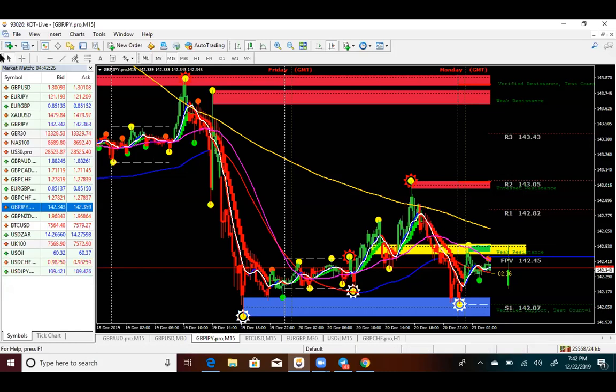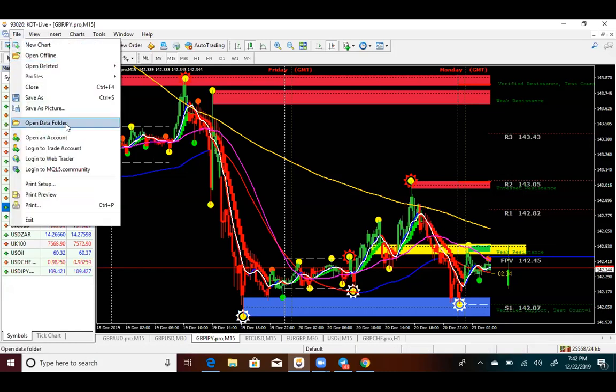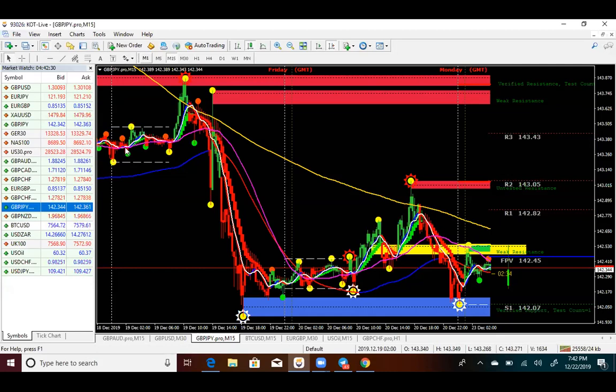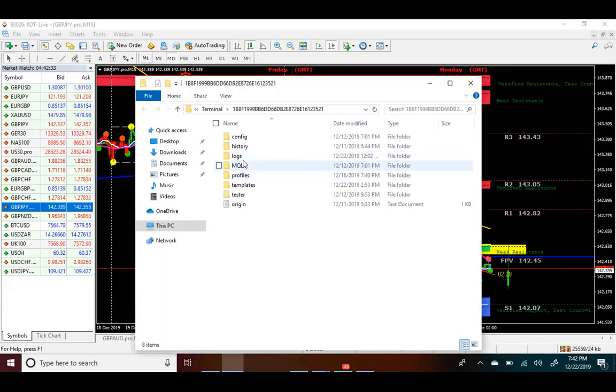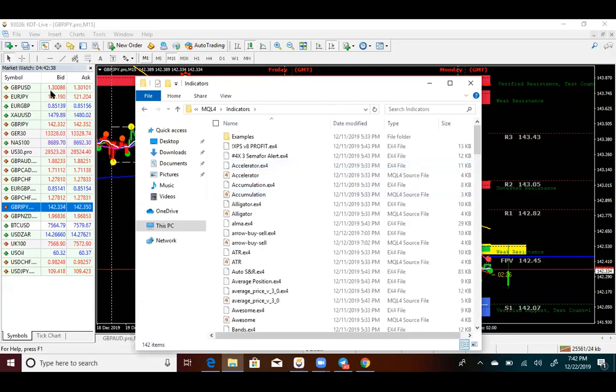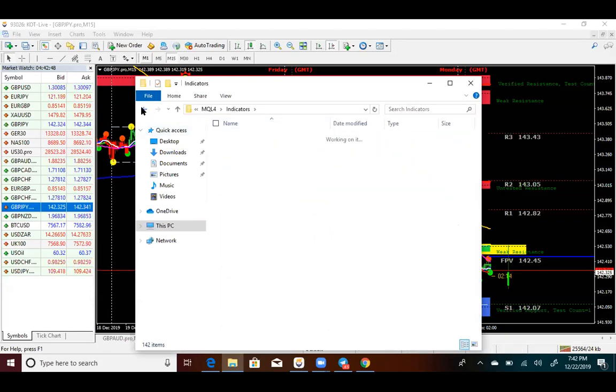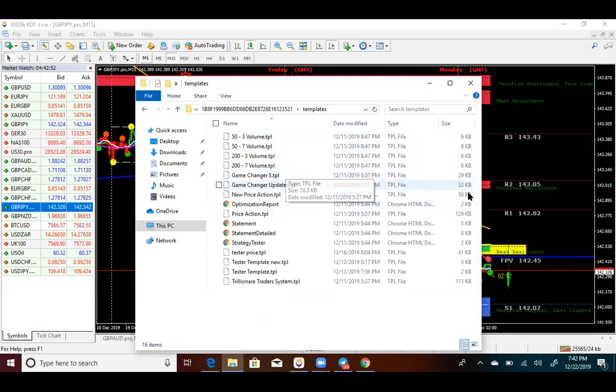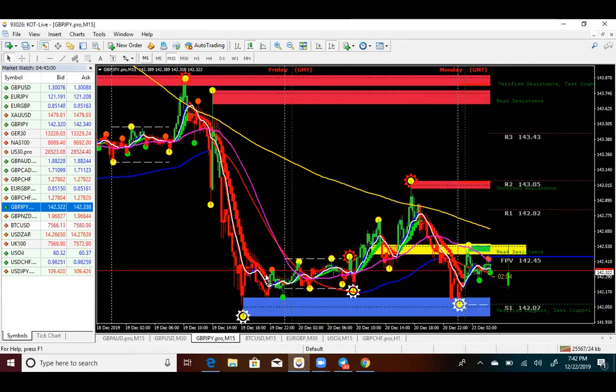I guess I could do it real quick. If you're on the HP, just open the data folder. First, to add the indicator, go to indicators and drag it from the chat, or from our messages, from here to there. Then go back and go to templates and drag the templates that I send you from here to there, and then close MT4, reopen it, and it should be updated.